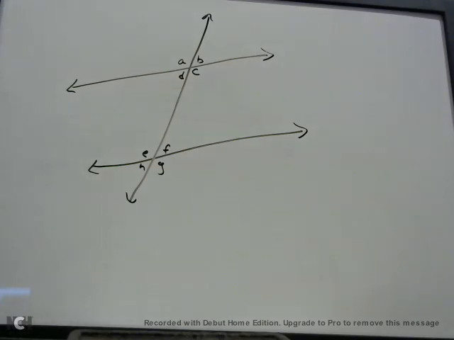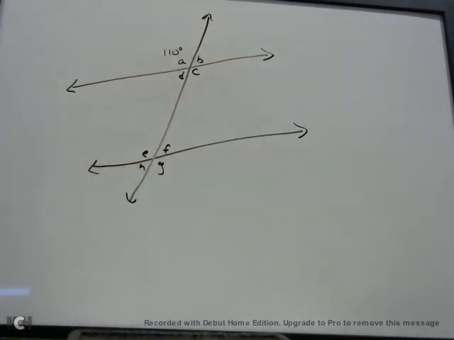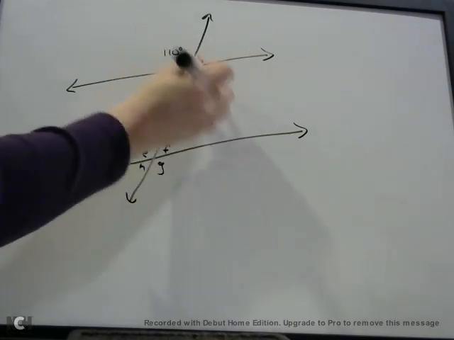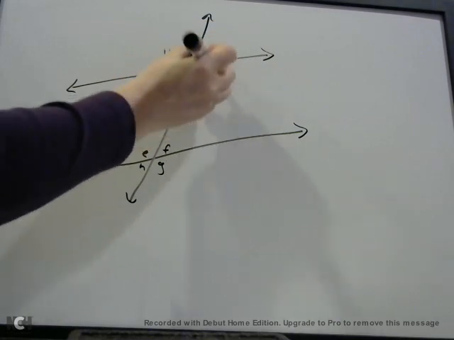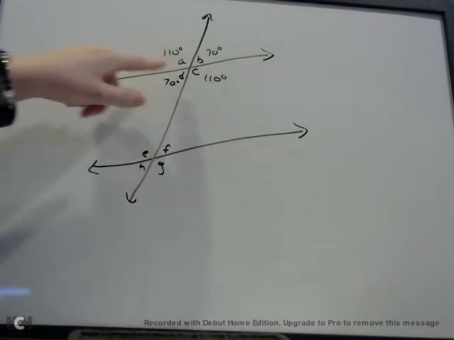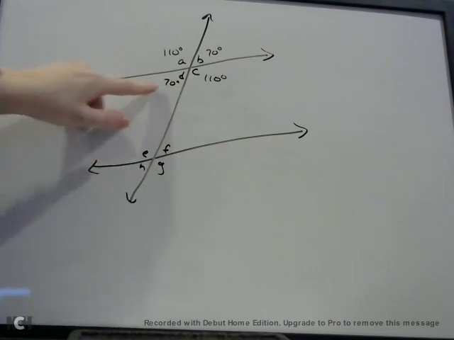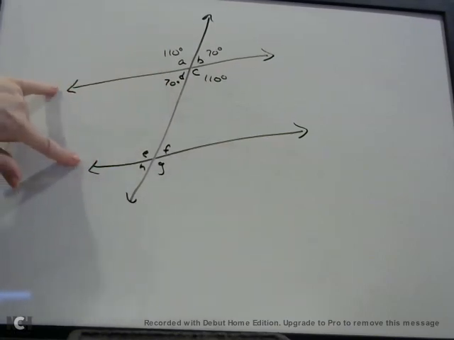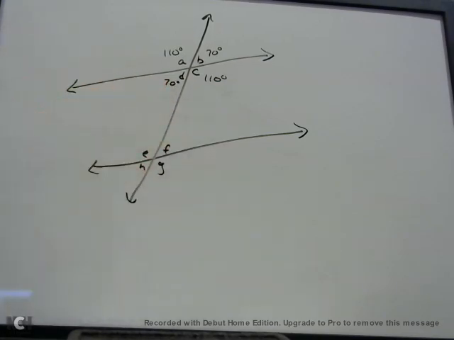We already know that if A is 110 degrees, we know C is 110 degrees because they're opposite. But we also know B is 70 degrees because these are supplementary. Once we know B, we know D is 70 degrees. So we're able to figure out all of these just by knowing angle A equals 110. Now here's the trick that you need to know with this problem. Once you have two parallel lines, and it's key that they have to be parallel in order for this to hold true, these opposite angles are also equal.